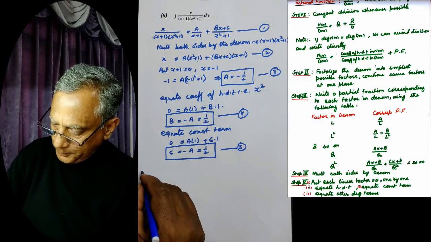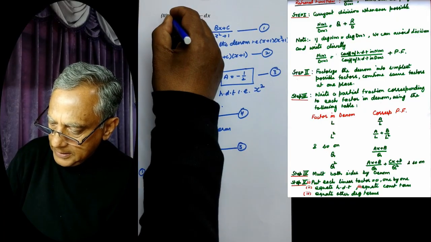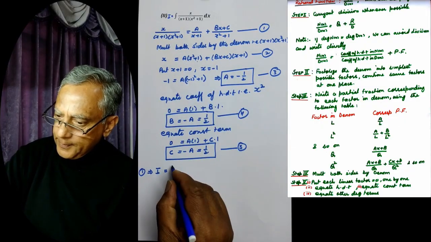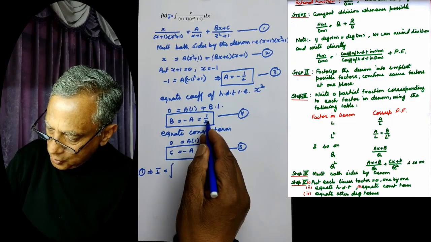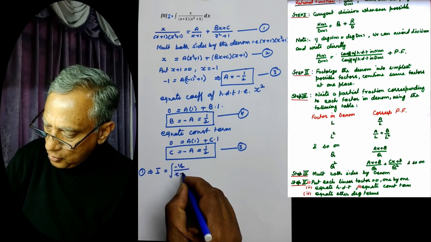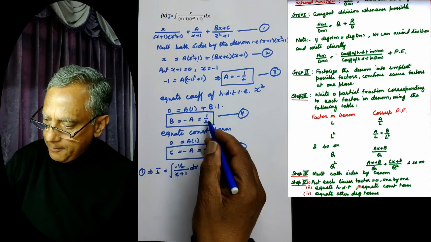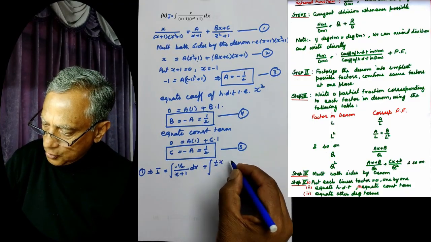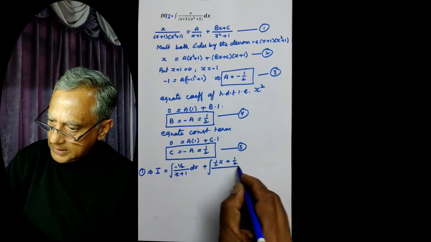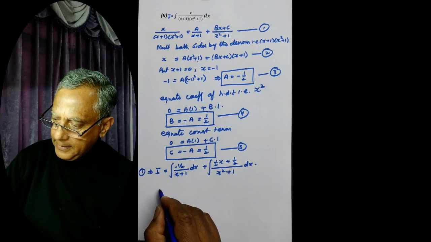Therefore 1 implies I is equal to, call this as I. So I is equal to A over this. So A is, how much you say? A is minus half. So minus half over x plus 1 dx plus integral bx. How much is b? B is half. So this is half x plus c is also half. So this is half over x square plus 1 dx.